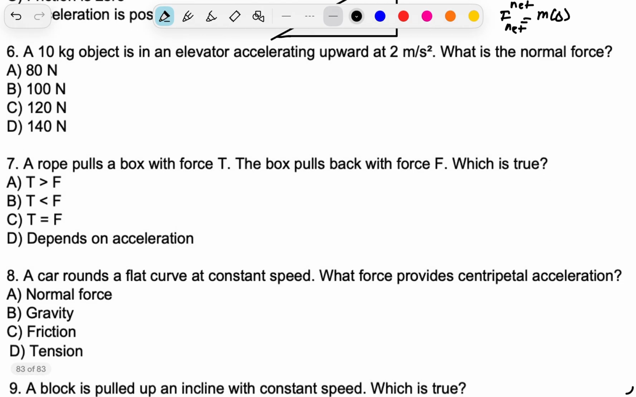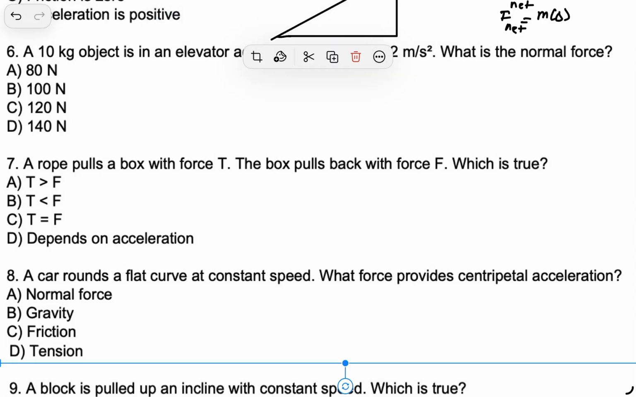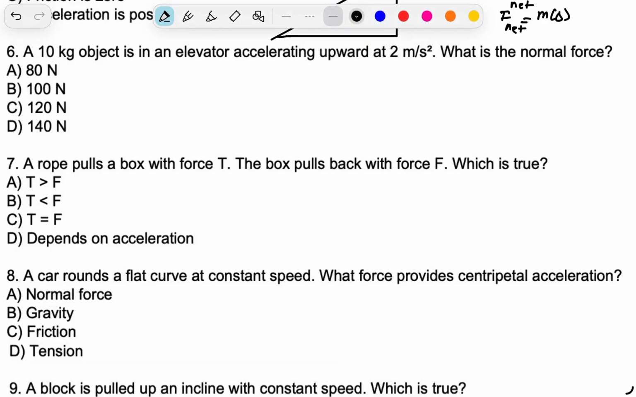So we have a 10 kilogram object in an elevator that is accelerating upward at 2 meters per second squared. We want to know what the normal force is on the object. So let's draw our elevator here. We are going to go up.